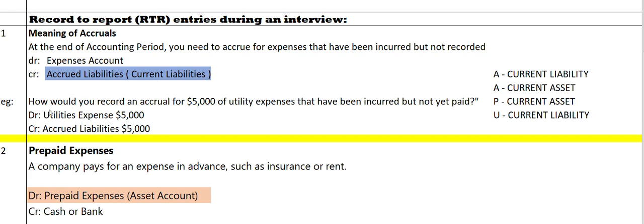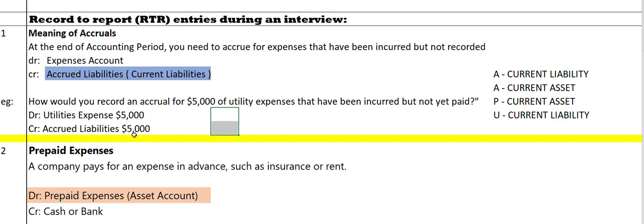For example, how would you record an accrual of 5,000 of utility expenses that have been incurred but not yet been paid? So you have incurred a liability in the month of August, but you haven't paid it. You'll be paying this in the month of September. So the entry will be utility expenses account debit to accrued liability. Utility expenses is the expense which goes into P&L, profit and loss account, and accrued liability will go under current liability in the balance sheet.